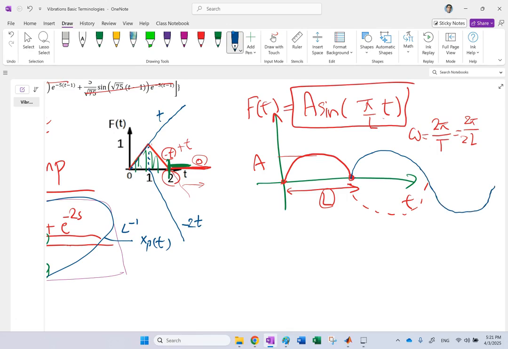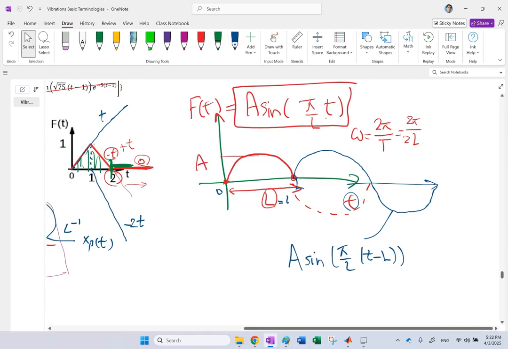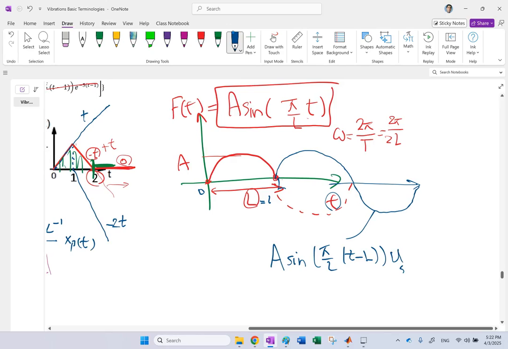if I add this sine wave to it, so add the blue signal to the red signal. The red signal starts at time 0. The blue signal starts at time t equal L. Starts here. What is this signal? You are right. That is A times sine of pi over L times (t minus L). And to make it more controls-like or vibrations-like, I would multiply it by US of t minus L to show that the time starts after t equal L.